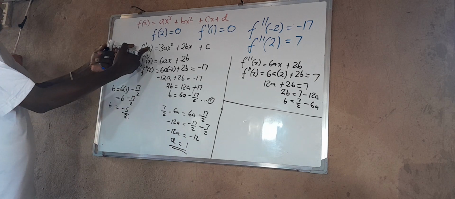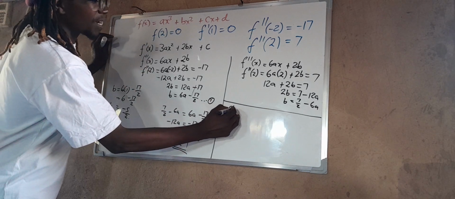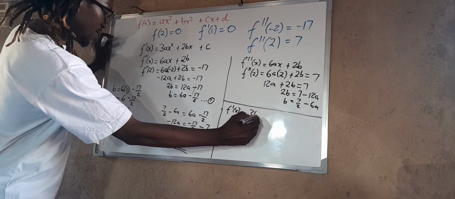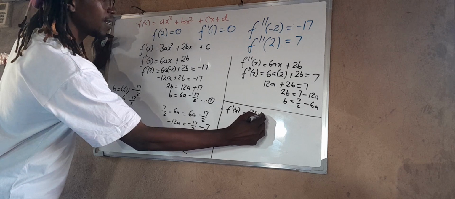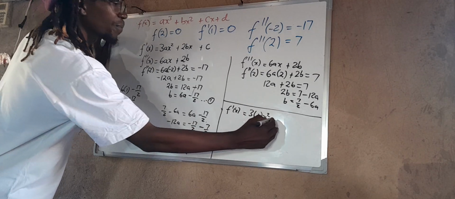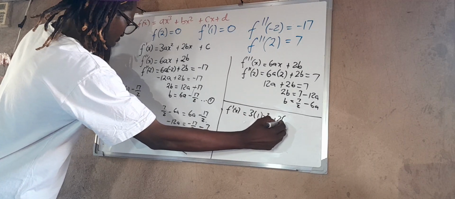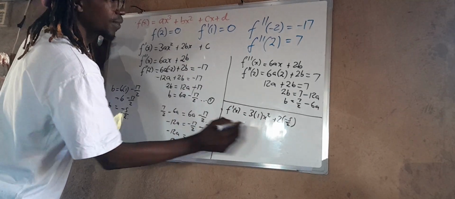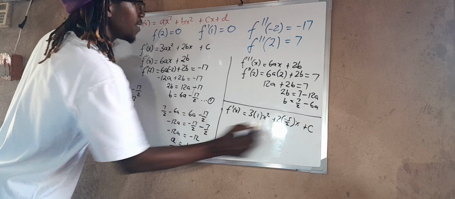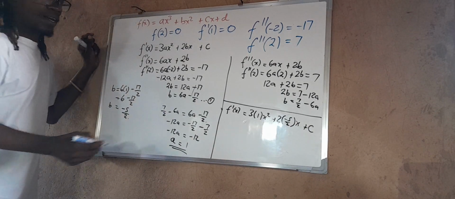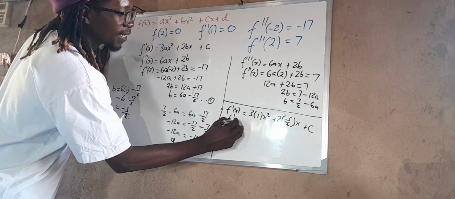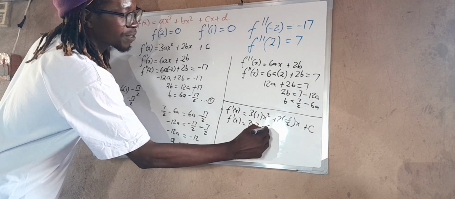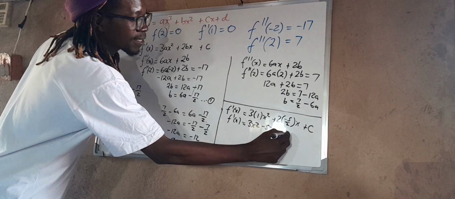So let's go to the first derivative. It means that our first derivative becomes what? 3 multiplied by a, which is 1, right? x squared, plus 2 times negative 5 over 2, x, plus c. So this becomes f'(x) equals 3x squared minus 5x plus c, right?